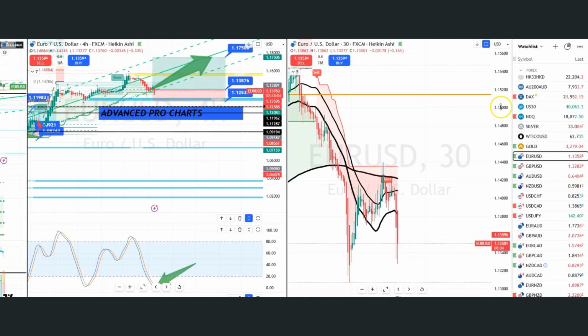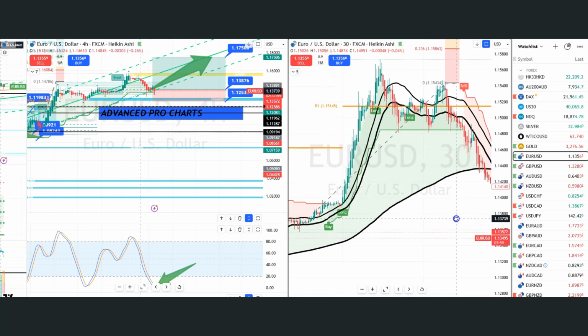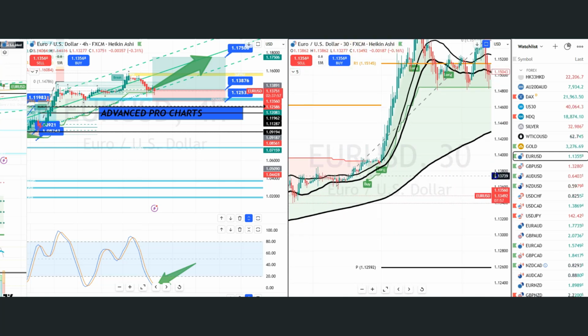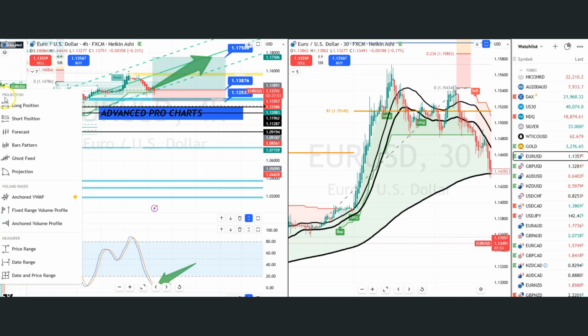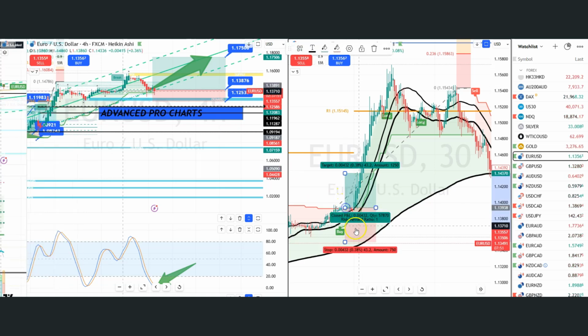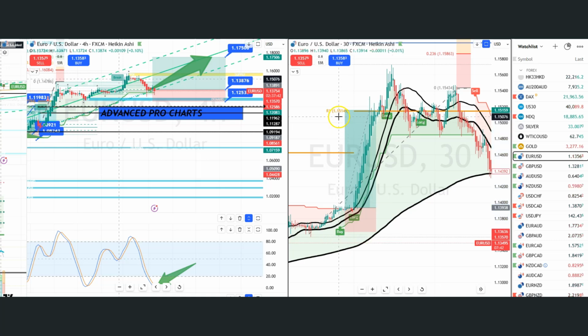Let's go back to the euro dollar. See why we're not going long on this now. We don't have the conversion. We don't have the change of character to the upside. This is what it looks like on the 30-minute chart. Once you get in there, just trade it on the advanced pro chart. Put your stop at the previous swing low and then go to the next target, which is on your chart already, for 122 pips, 1.1514. All right, that's how it works.